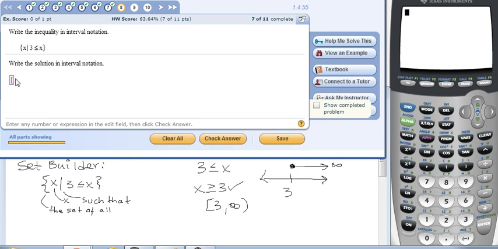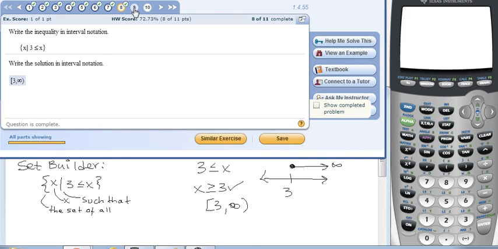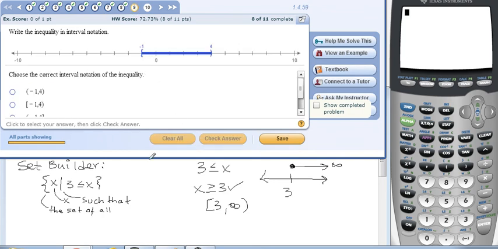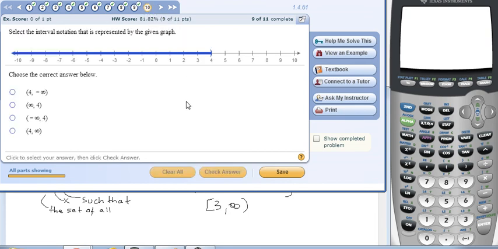So we have bracket 3, comma, and here's your infinity key right there. Excelente. All right, these are even easier. I don't even have to do anything with these because they're already here. This one has a bracket and this one has a parenthesis. Boy, that's tough, huh? So you're looking for the -1 with a bracket, and you're looking for the 4 with a parenthesis. It's this one. Don't you wish they were all that easy? Yep. Me too, by the way.